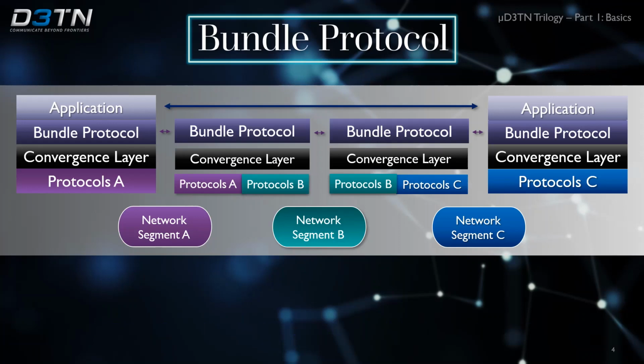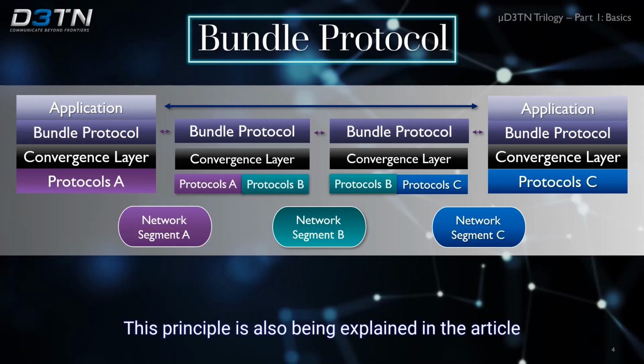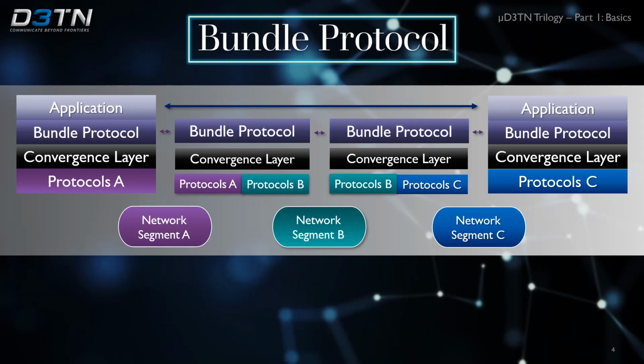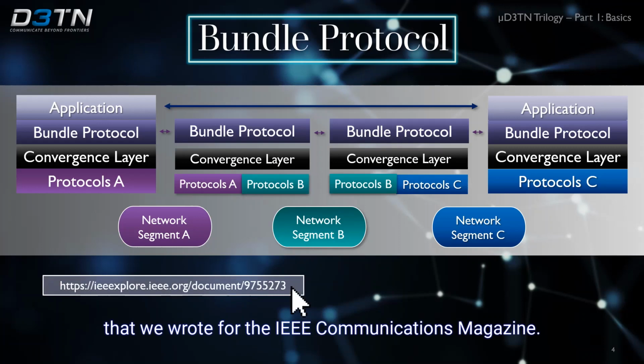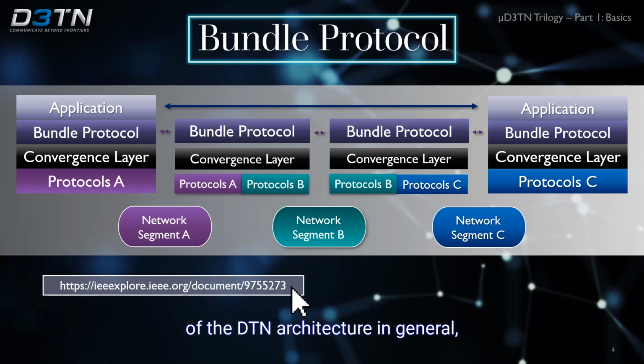Coming back to the topic, the convergence layer adapter, or CLA for short, is an element of the DTN protocol stack, which enables the bundle protocol to connect heterogeneous networks. This principle is also explained in the article about ring road networks that we wrote for the IEEE Communications Magazine. If you're interested in getting a better understanding of the DTN architecture in general, feel free to check out this link below.